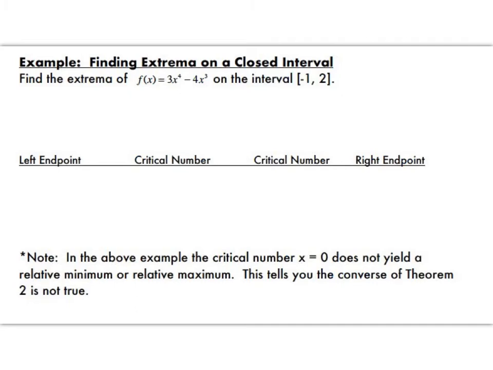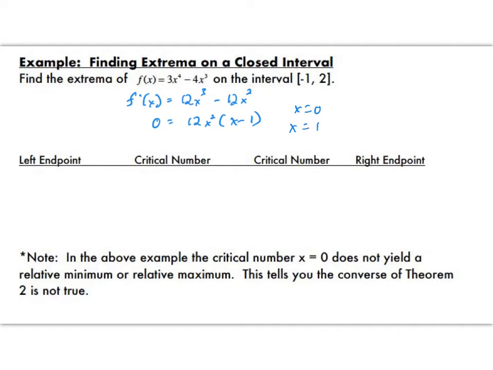So first of all, we've got this function 3x to the fourth minus 4x cubed on this interval from -1 to 2. So let's jump in and find the critical values first, and that involves finding the derivative, which winds up being 12x cubed minus 12x squared. If I set that equal to 0 and factor out a 12x squared, then the critical values are going to be pretty easy to find. This is going to happen when x is 0 or when x is 1.